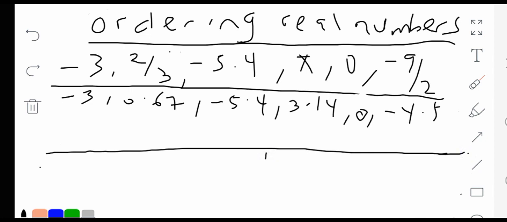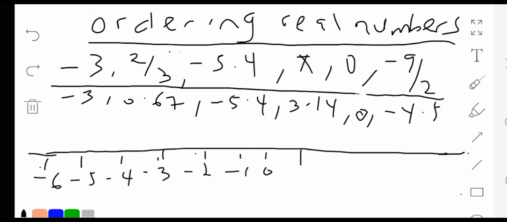Did number line, last topic. So this will be 0. So this will be minus 1, minus 2, minus 3, minus 4, minus 5, minus 6, and the positive side on the right. So now the next thing is just for you to put these numbers on this number line.